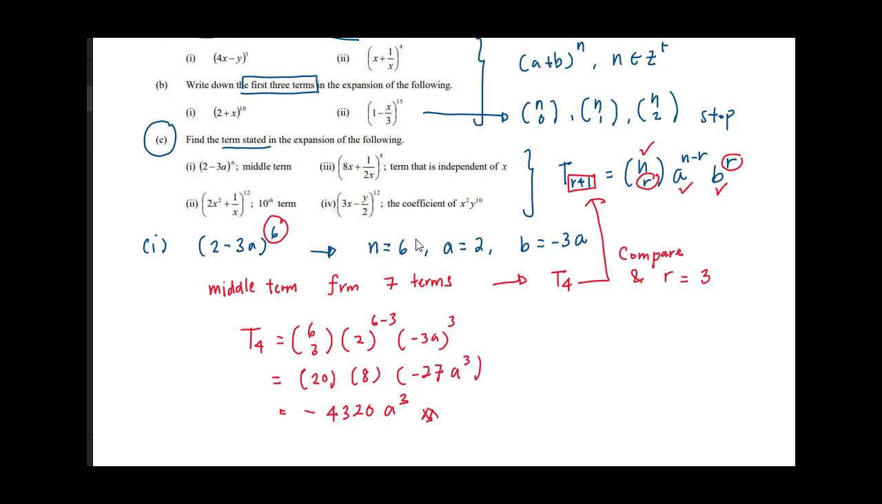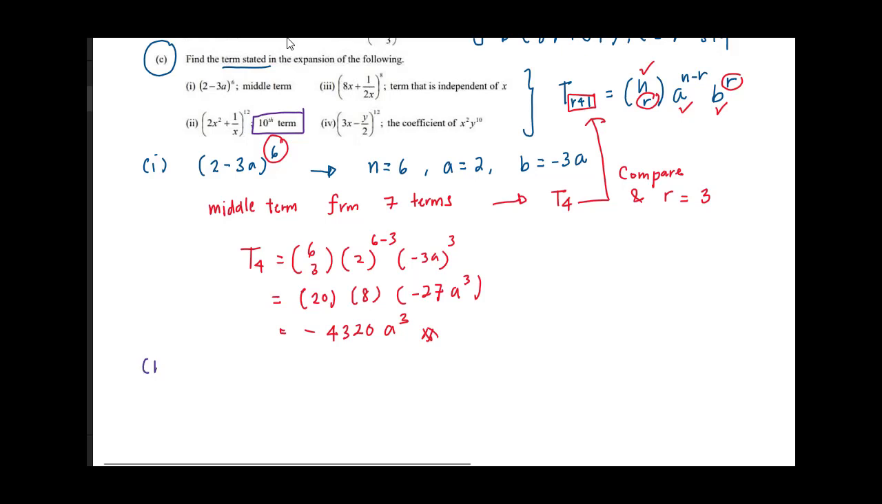Let us move to question 2. Question 2 mentions the 10th term. This one is much easier. No matter what, the first step is what I already mentioned, listing out. a equals 2x squared, b equals 1 over x, or maybe you can write it in index form, x power negative 1. n equals 12. Because we are using the formula T(r+1), r plus 1 equals 10, so r equals 9.